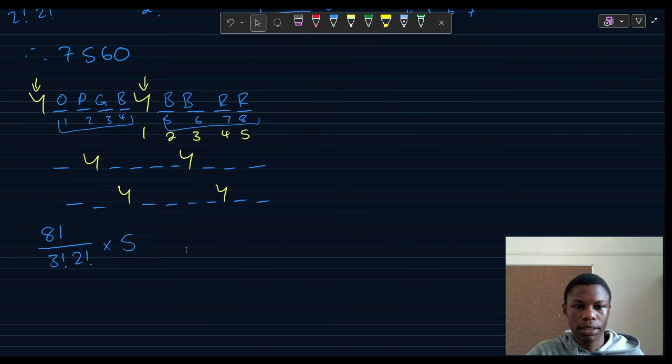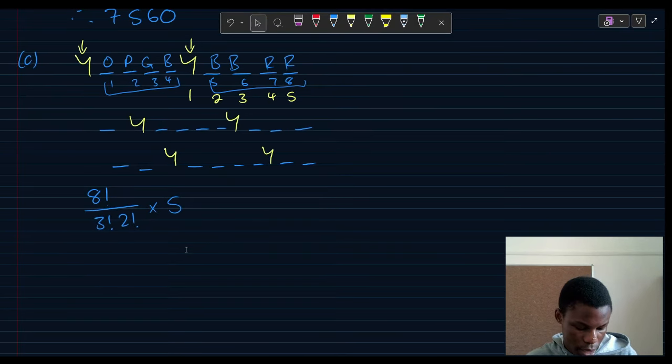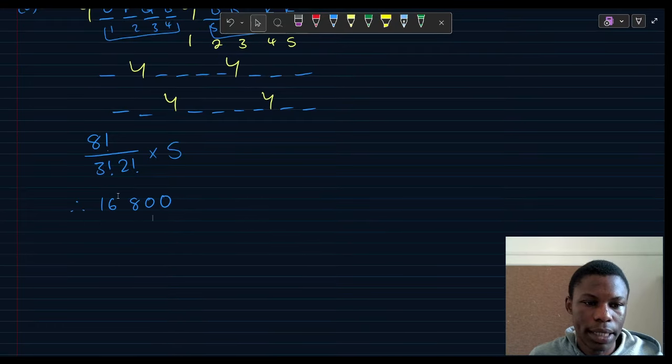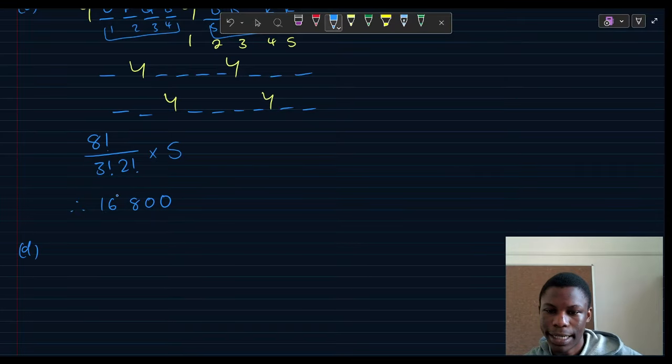So if you punch this into the calculator, this is 8 factorial over 3 factorial times 2 factorial times 5, which gives us 16,800.